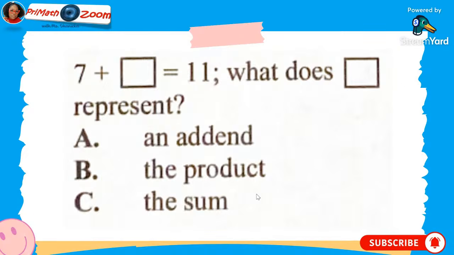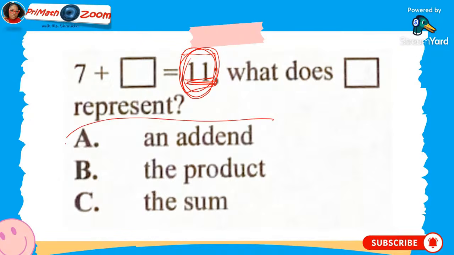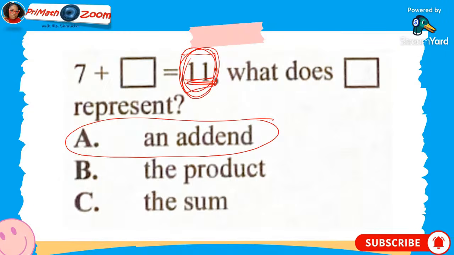Tamika says addend. Now, remember the sum is the answer you get when you add two numbers. So 11 is already the sum. The numbers you add are called addends. So if you said an addend, then you are correct. Good job. And the product is the answer you get when you multiply. So that could not have been correct either. All right. Thank you so much, guys.